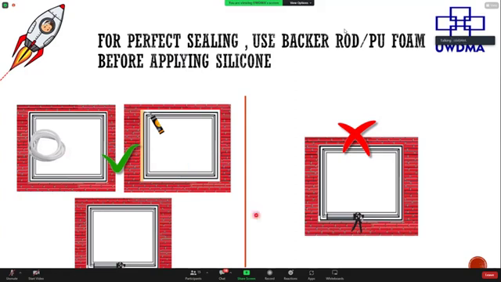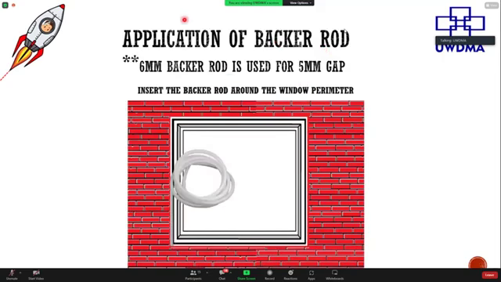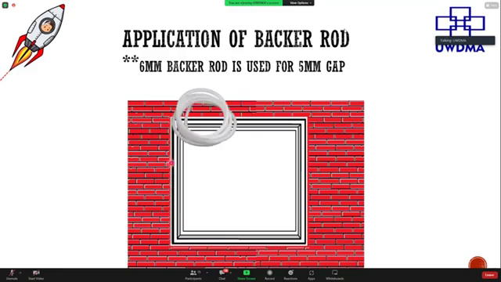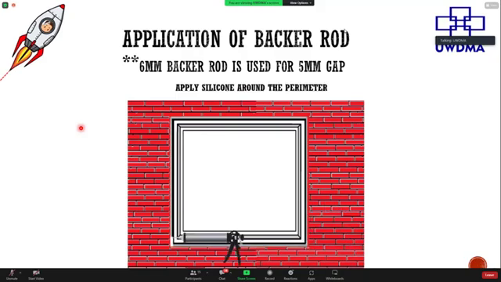So before applying the silicone, we don't directly go for silicone. We have two more options which we need to do before applying silicone. Out of these two, we have to go for one. So before application of silicone, you have to go for a backer rod or a PU foam. When the gap is lesser than 10 mm, first you apply backer rod on all the four sides, and then you put the silicone on both sides, interior also and exterior also.